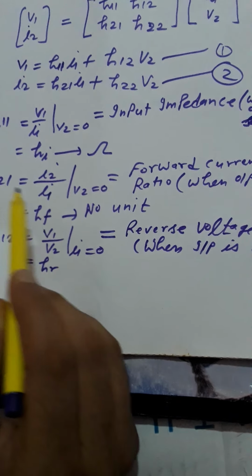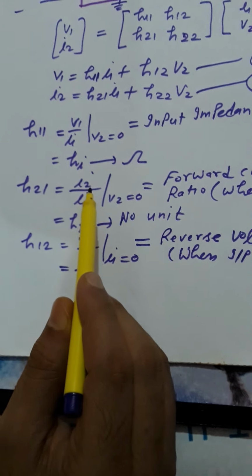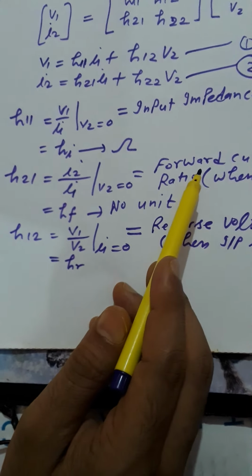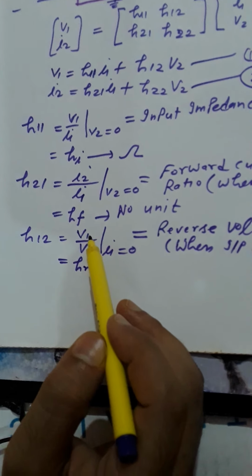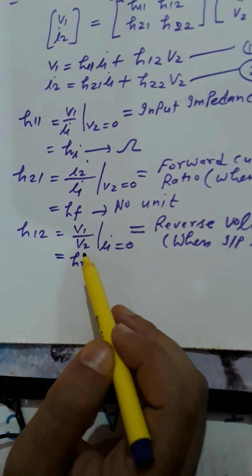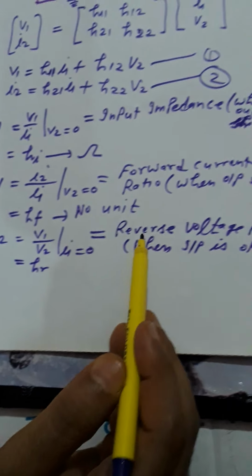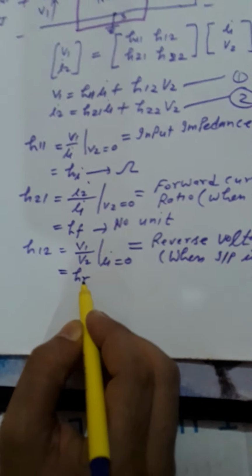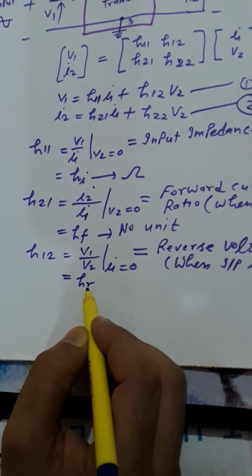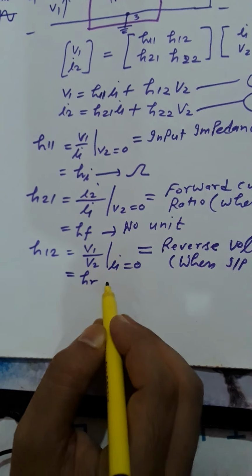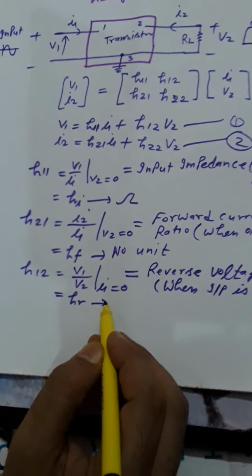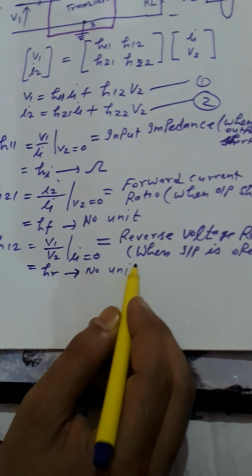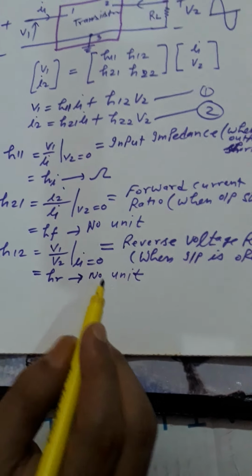And I2 by I1 for H21 was output by input ratio, that's why we called it forward. But here it is a ratio of input voltage by output voltage, that's why it is known as reverse parameter, reverse voltage ratio. So let me denote it by H suffix R. R stands for reverse. Tell me, what is the unit? There is no unit because it's a ratio of voltages. Ratio has no unit, right?